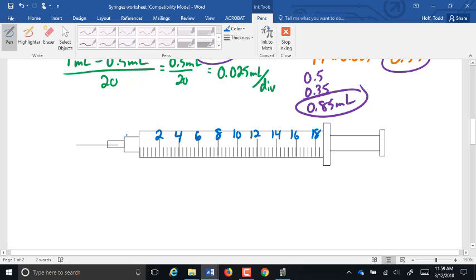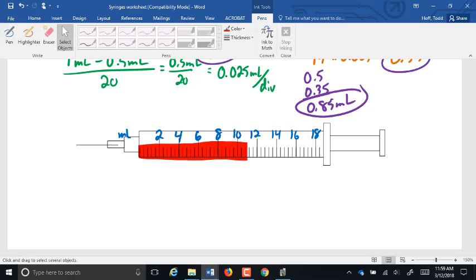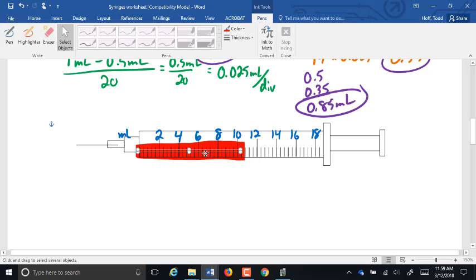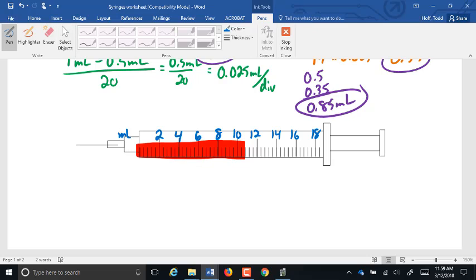Could be labeled like this. So let me fill this one again. There. Not quite so off. But anyway, so for this one, again, we can take two labeled markings.